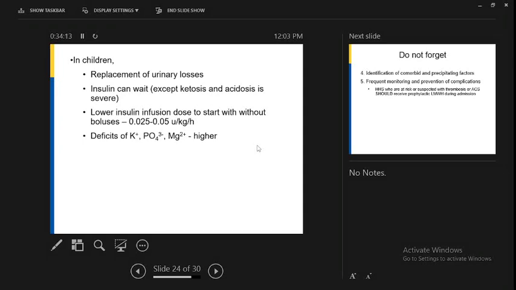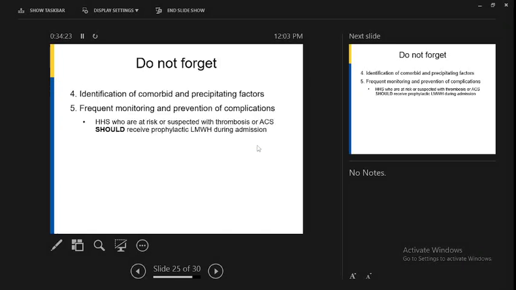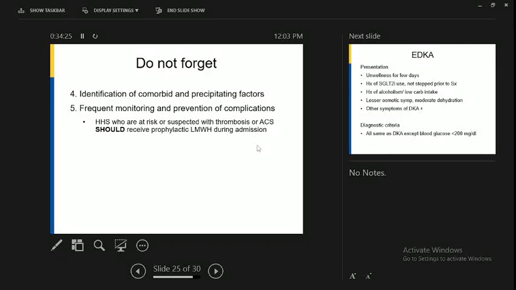So here we use 0.025 or 0.05 units per kilogram per hour. And the deficits of electrolytes are also higher. You may have to think of phosphate and magnesium replacement as well. As I said earlier, in those two conditions, do not forget to manage the precipitating factors as well as complications.